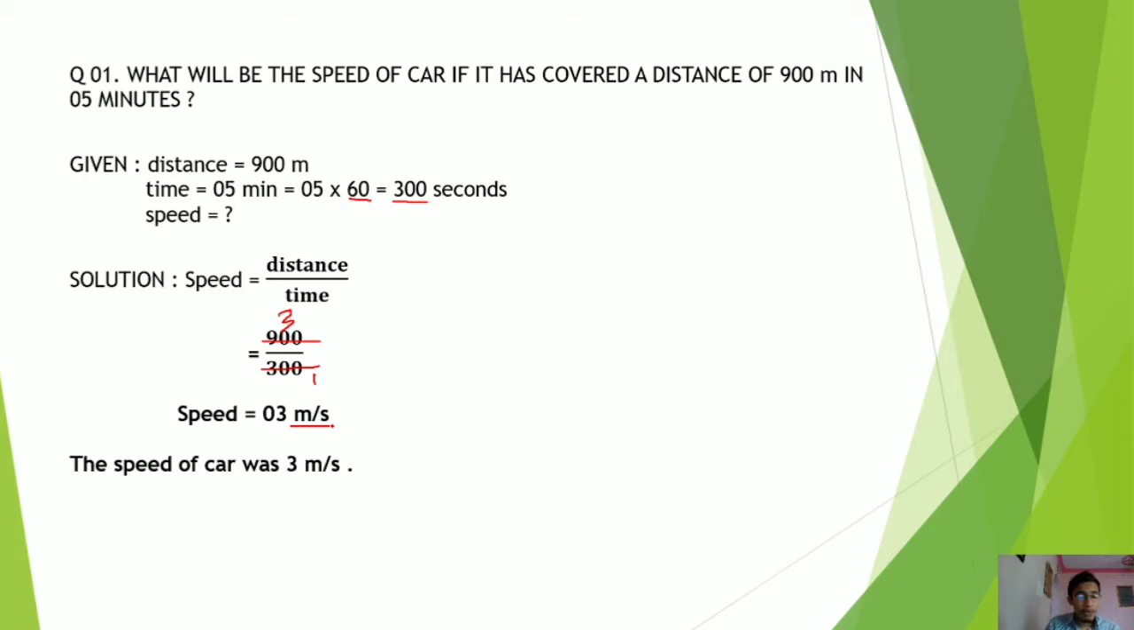Suppose you do not remember the SI unit of a particular physical quantity. What you can do is look at the formula itself. Distance is given in meter, and time is in second, so basically the unit of speed will be meter per second. If you do not remember the SI unit for a physical quantity, you can find that SI unit from the formula itself.